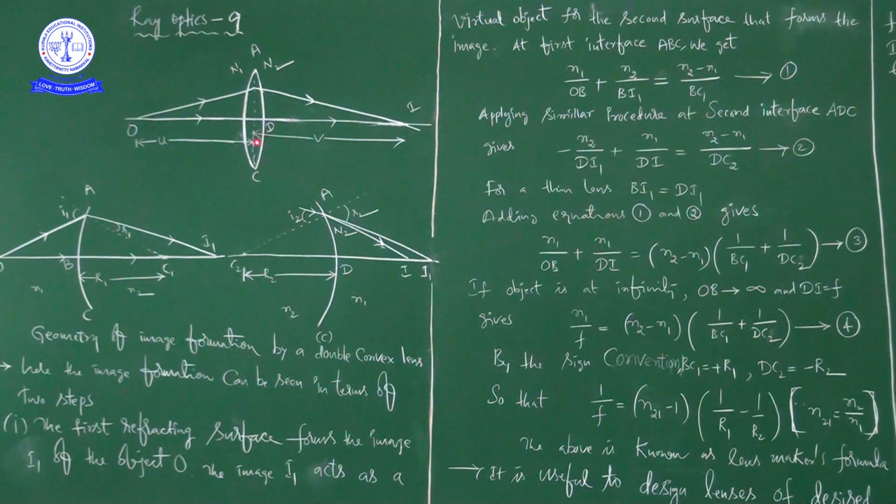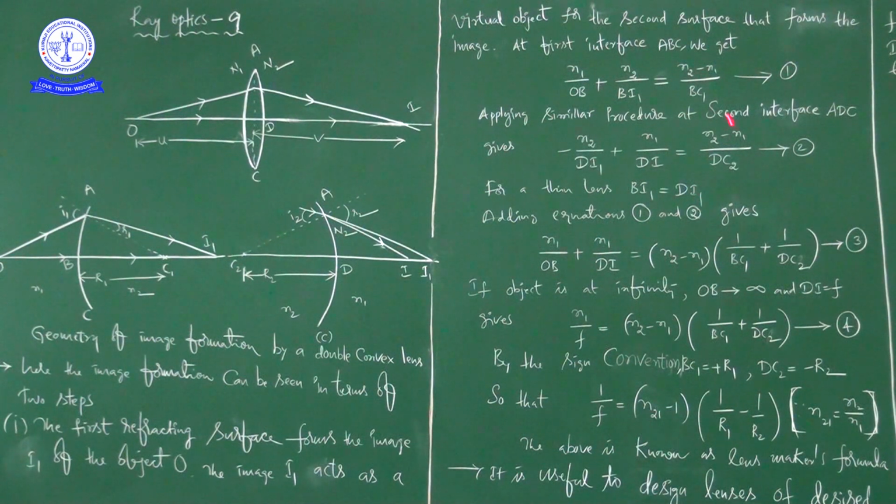But our lens is the combination of two curved surfaces, curved surface 1 and curved surface 2. So we have to add these two equations. One more small assumption is for a thin lens. In this topic our consideration is a thin lens, not a thick lens. So for a thin lens you can write BI1 is equal to DI1.